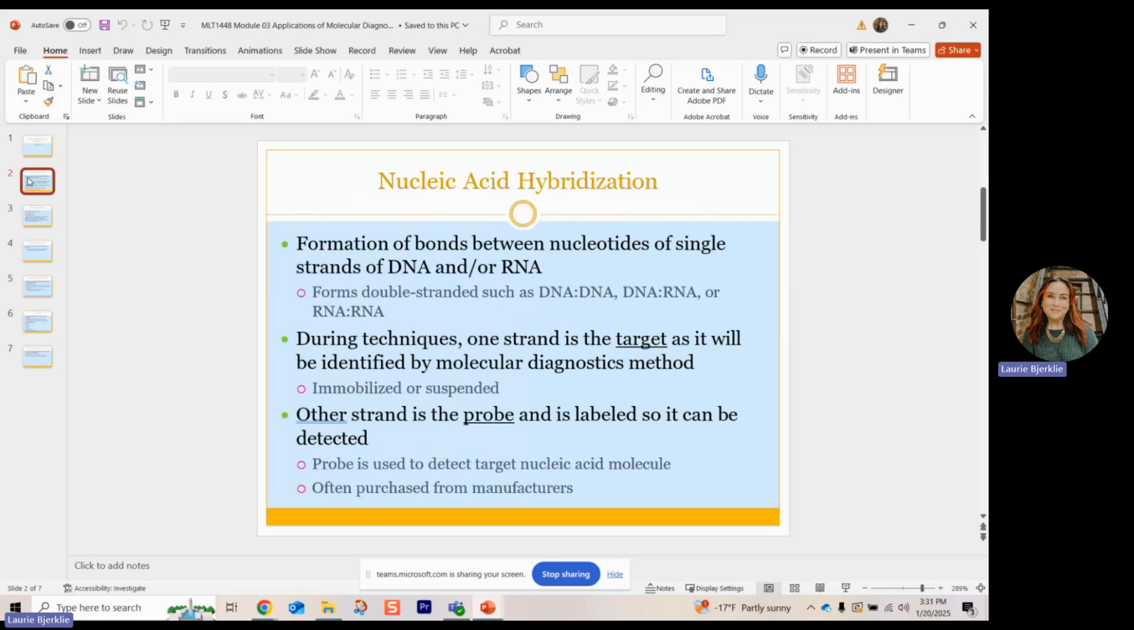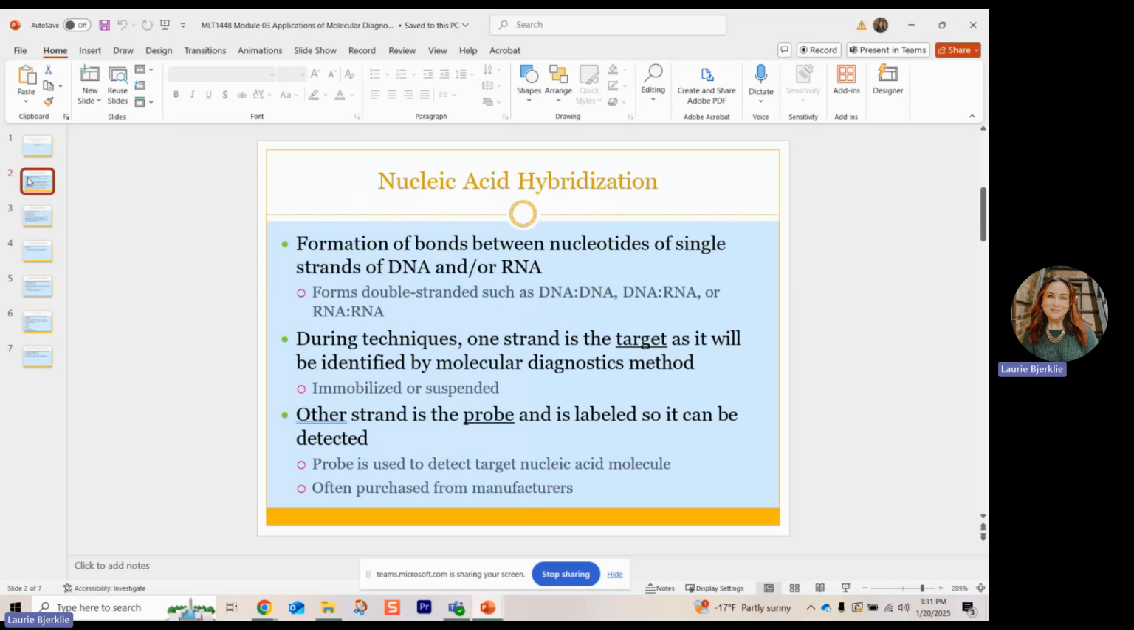So one strand is going to be your target strand, and that's what we're looking for with the molecular technique. The other strand is the probe and is labeled so we can detect it. So when it finds its other strand it likes, that label will give off a signal, like, hey, we bound to our target strand. We found that target strand you were looking for.